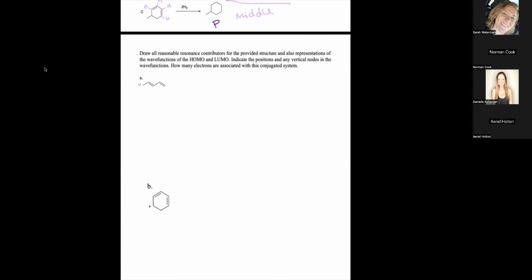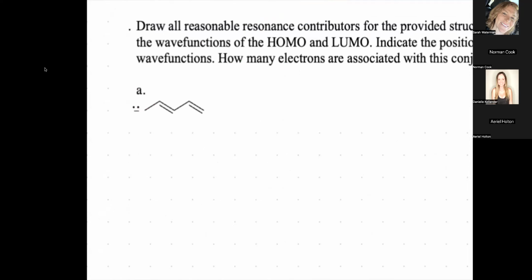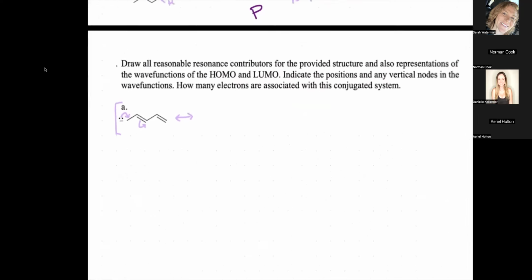Yes. Cool. All right, let's do these reasonable resonance contributors. This is the last little piece of this. So where would we start on A? Moving the electrons. Yeah, but which ones? The non-bonding. Yeah, the non-bonding electrons, right? I'm just going to keep drawing my resonance structures this way. If I move these electrons over here, then I also have to move what? These electrons here, right? So then we draw our structure again.